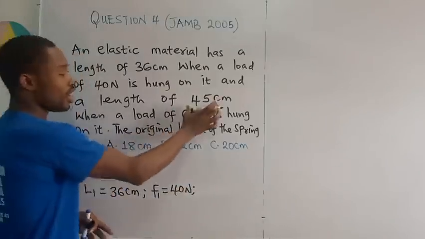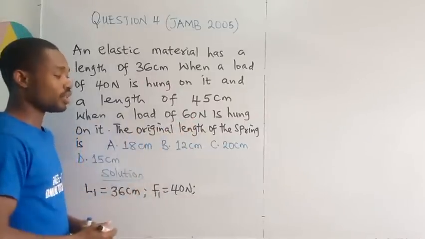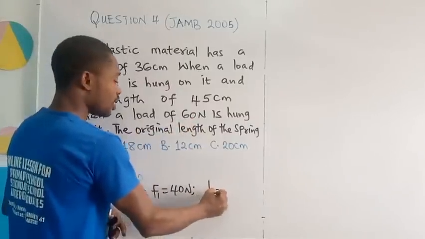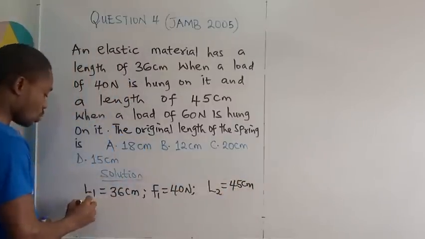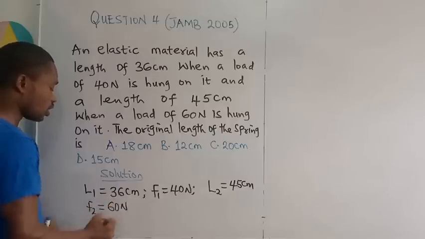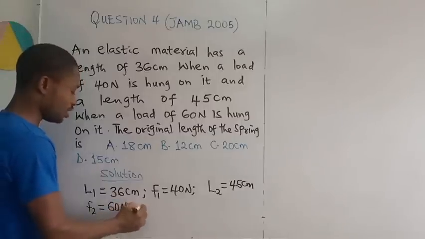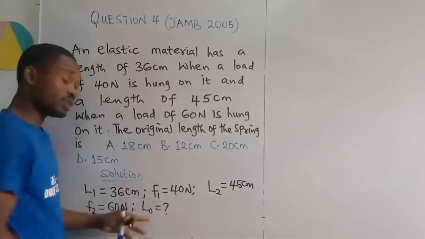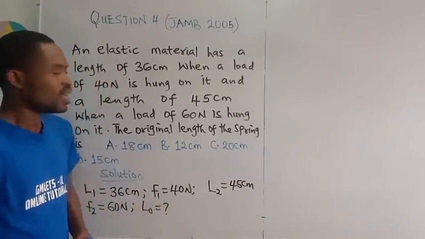Now, a new length was obtained when another load of 60 Newton was hung on it, and that I am going to write as L2 is 45 cm. This length was obtained when a load of 60 Newton, I'm going to use F2 for it, was hung on this elastic material. Now we are asked to find the original length. We don't know it. I'm using L0 to represent the original length.